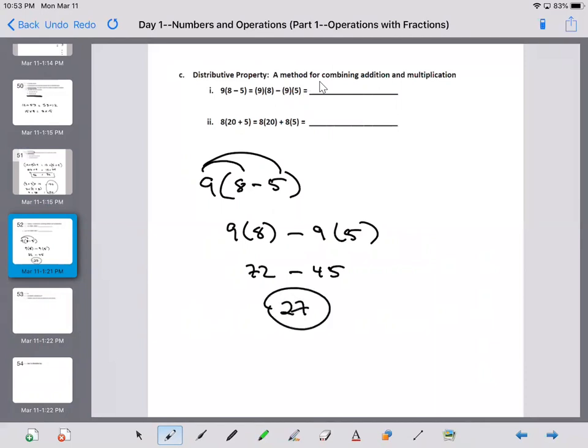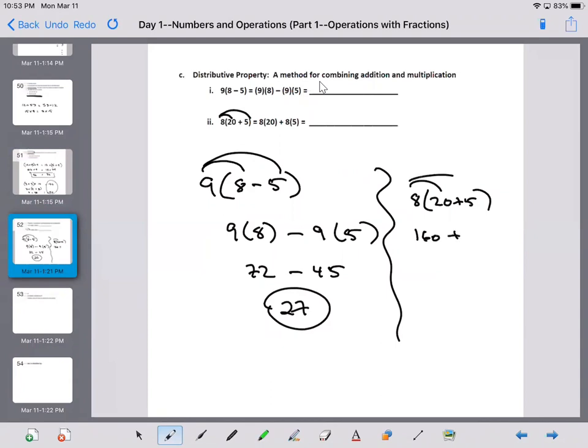Or I could look at the distributive property over the course of addition. So that would be 8 times 20 plus 5. If I wanted to break that apart into 2 add-ins, so 8 times 20, so that's 160, plus 8 times 5, which would be 40. So that would give me 200.